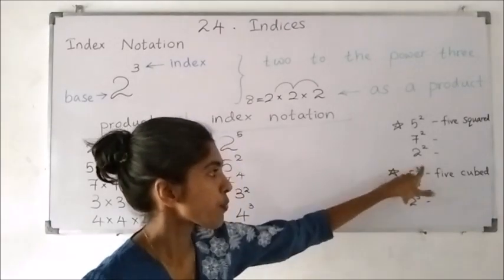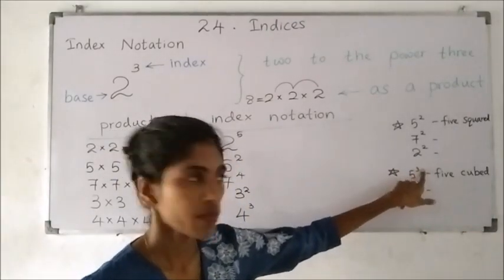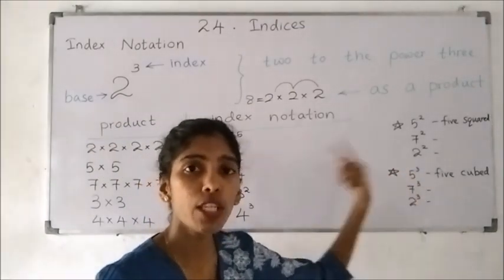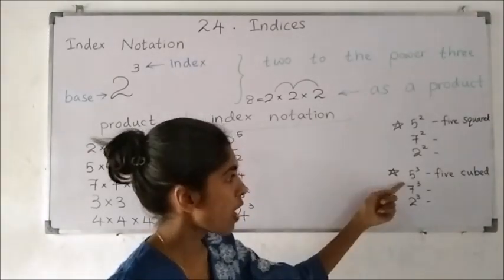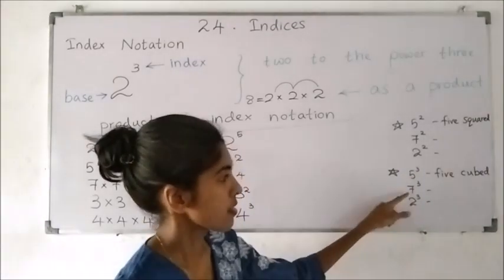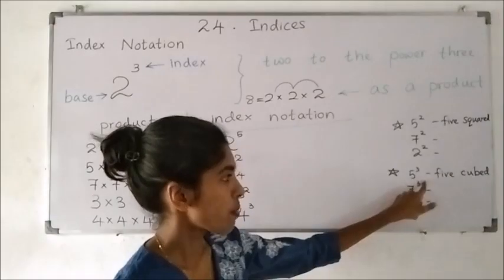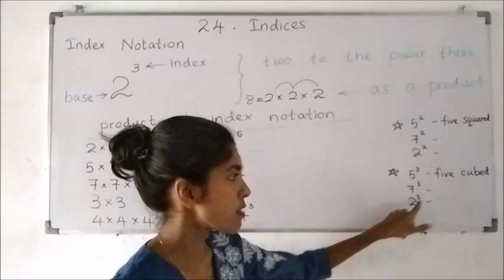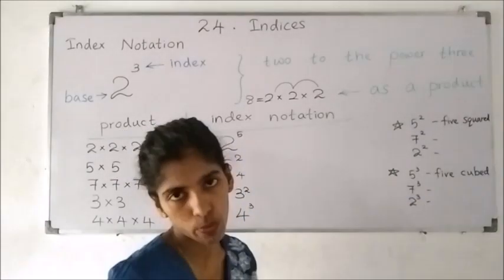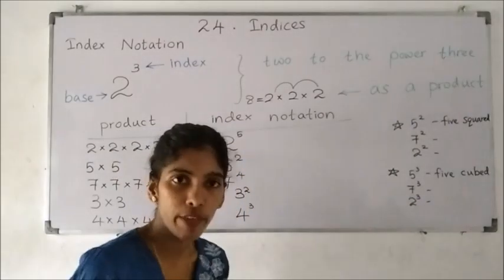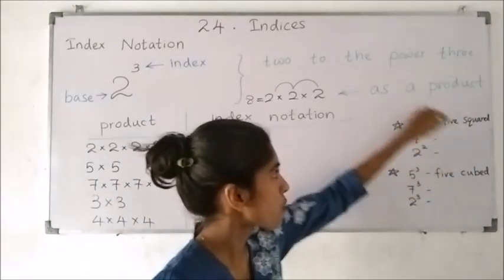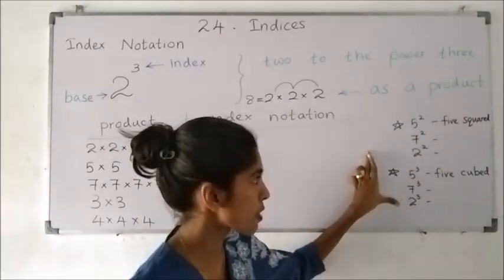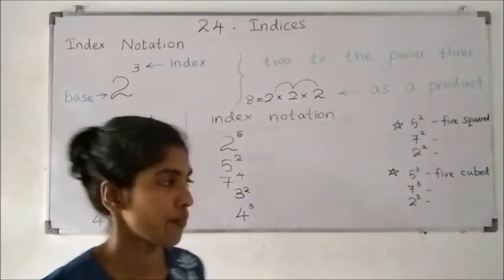So in the same way, when the index is 3, we can read it as 5 to the power 3 or 5 cubed. Remember that, okay? 5 cubed we say. Then this can be read as 7 to the power 3 or 7 cubed. Next, 2 to the power 3 or 2 cubed. Likewise, in both ways we can read. So specially remember, squared for the index 2 and cubed for index 3. That is a special point you need to remember.